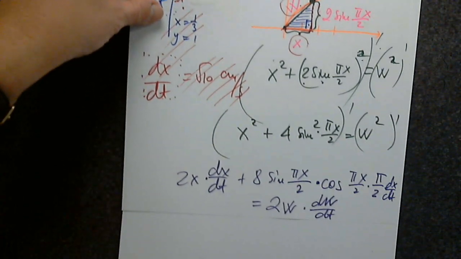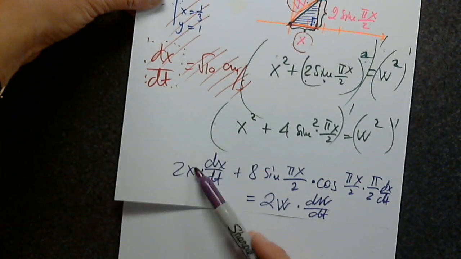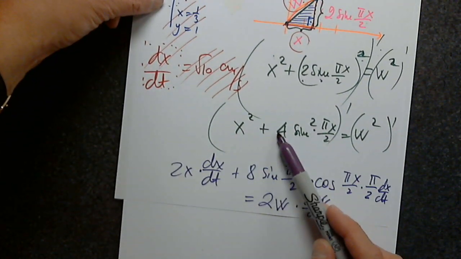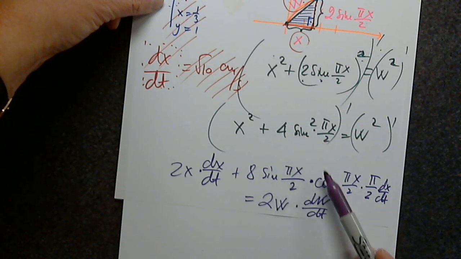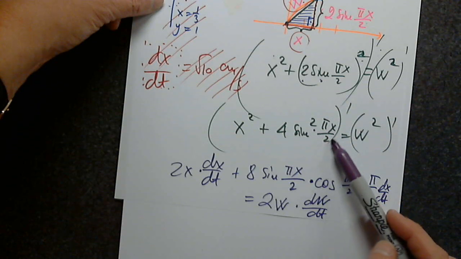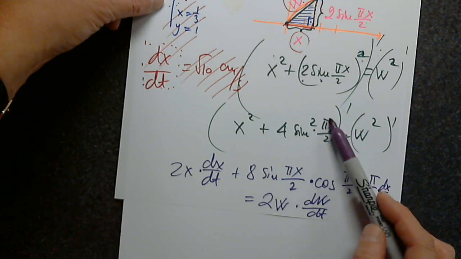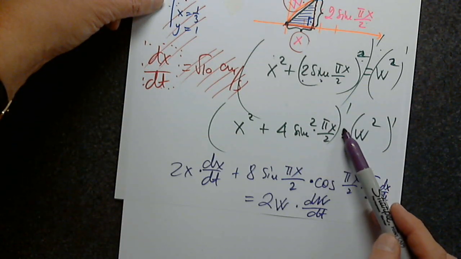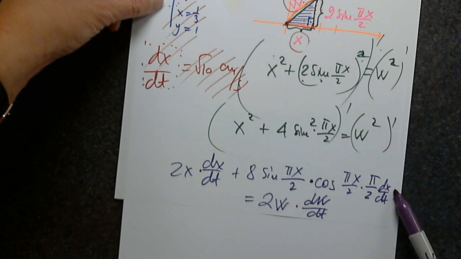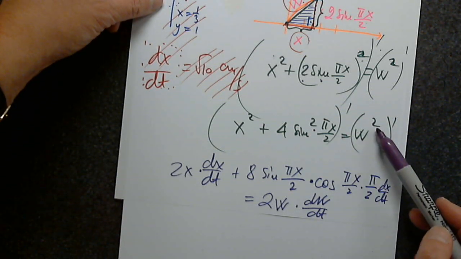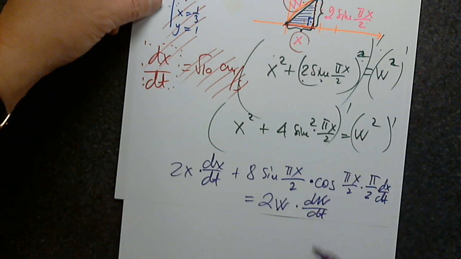Now let's do this second part one more time. So 2x dx over dt, 8 sine to 2 minus 1 times the inner function prime times the further inner function prime. Pi over 2x is pi over 2 times the inner function prime, which is dx over dt. On the other side, too, w times dw over dt.